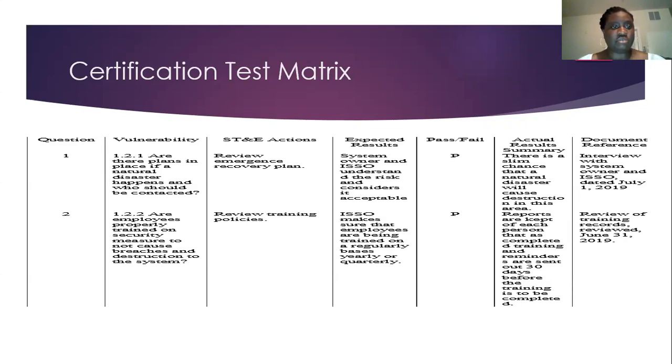And then the second one, are employees properly trained on security measures to not cause breaches and destruction to the system? For this one, you will review training policies. The ISSO makes sure that employees are being trained on a regular basis, or quarterly. It passed, and reports are kept of each person and when they did their training, and a review of the training document or document reference.